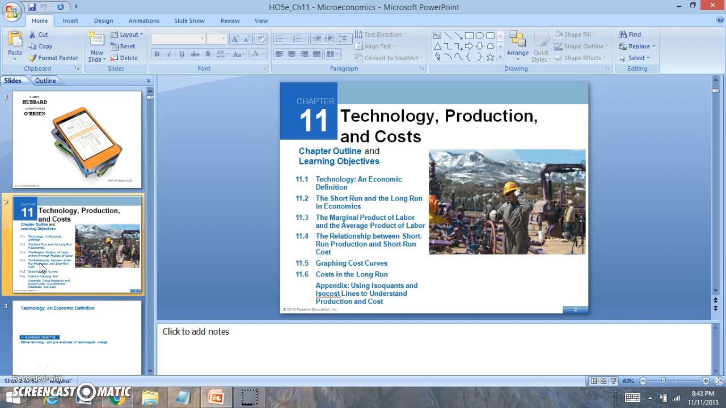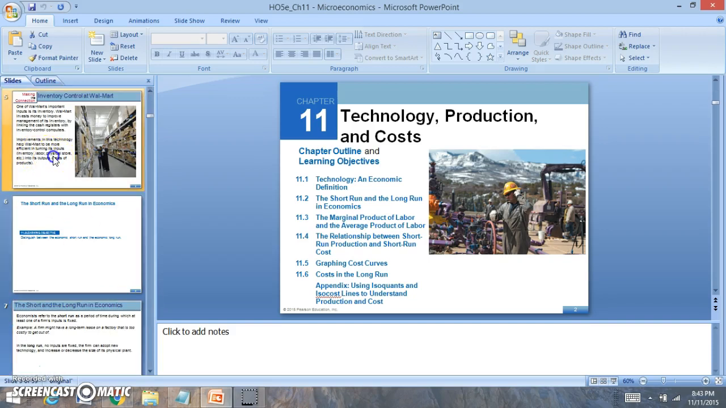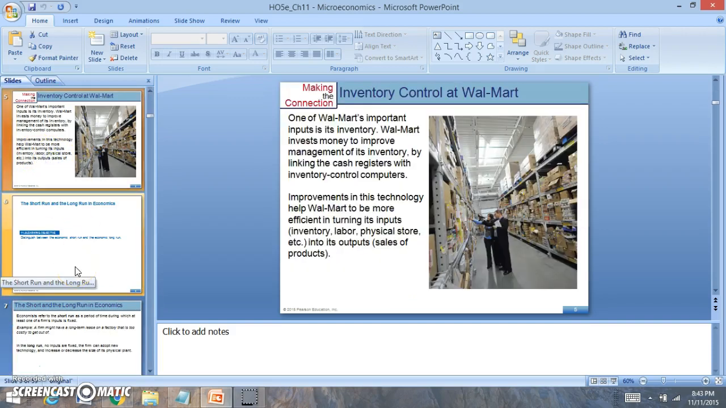In chapter 11, we're going to be dealing with production costs. And when we look at production costs, we're going to be looking at how inventory is controlled. And inventory controls are very important to evaluate.